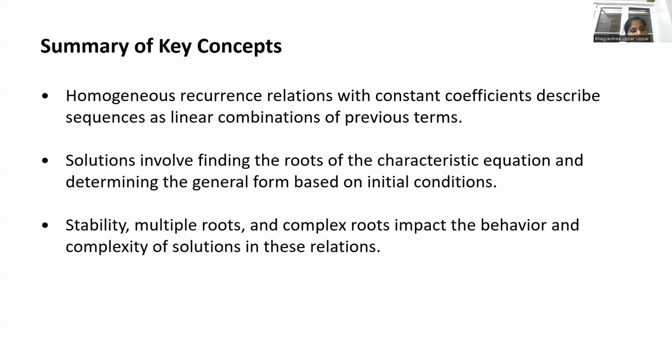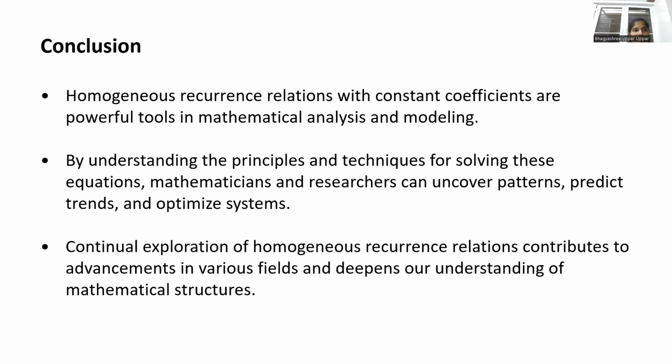Summary of key points. Homogeneous recurrence relations with constant coefficients describe sequences as linear combinations of previous terms. Solutions involve finding the roots of the characteristic equation and determining the general form based on initial conditions. Stability, multiple roots, and complex roots impact the behavior and complexity of solutions in these relations.